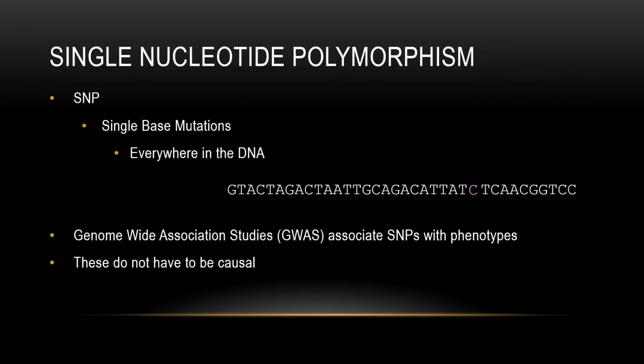So what you do here is that you check for single nucleotide polymorphisms, or also called SNPs. And these SNPs are basically just single base mutations that you can see here, the A and the C. They can be everywhere in the DNA. And with genome-wide association studies, or GWAS, you can associate SNPs with a phenotype. So some people who have a C here would look different than people who have an A, or have a different trait. These SNPs, however, do not have to be causal. They can just be a correlation, a statistical correlation.